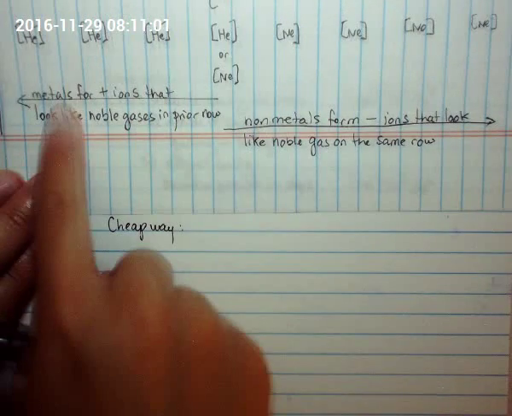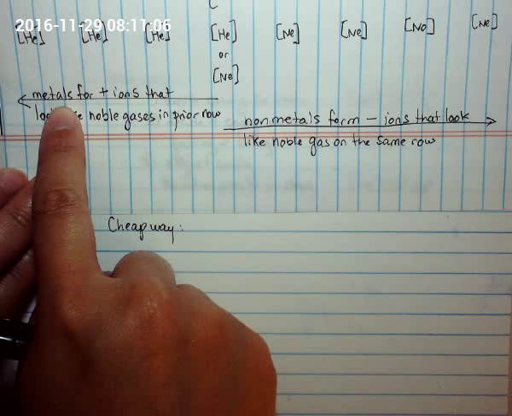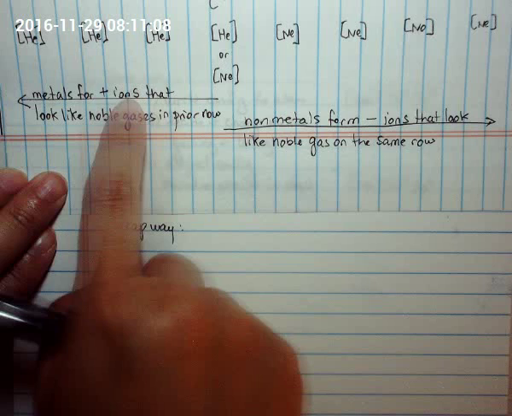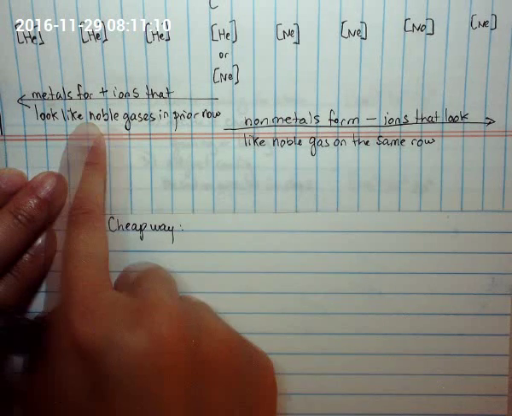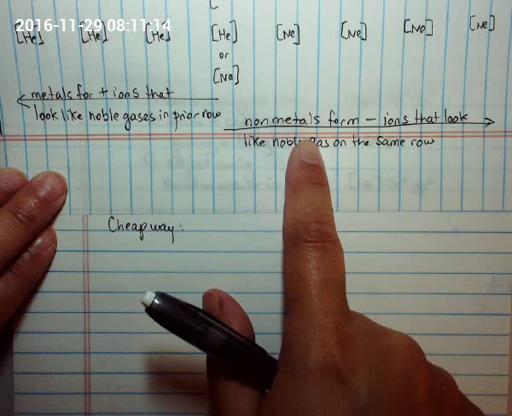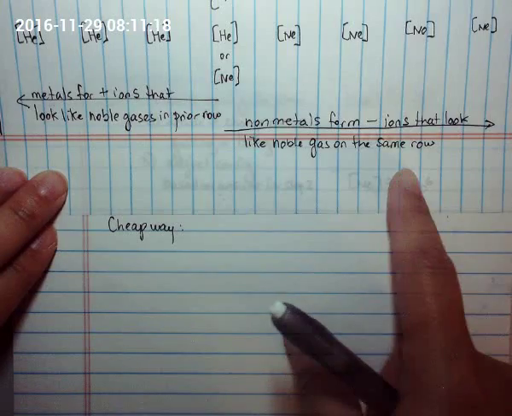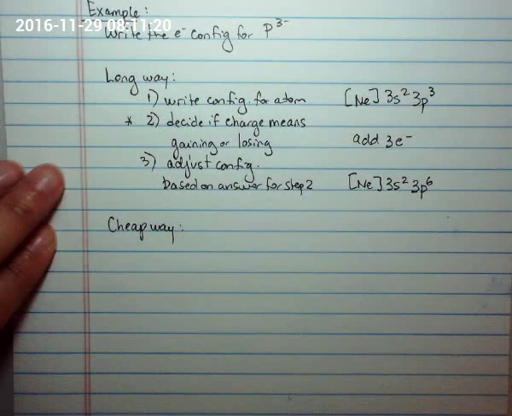What did I just tell you down here? What do metals do? They form ions that look like noble gases in the prior row, right? What do nonmetals do? They look like the noble gas in the same row. So guess what I'm going to do?